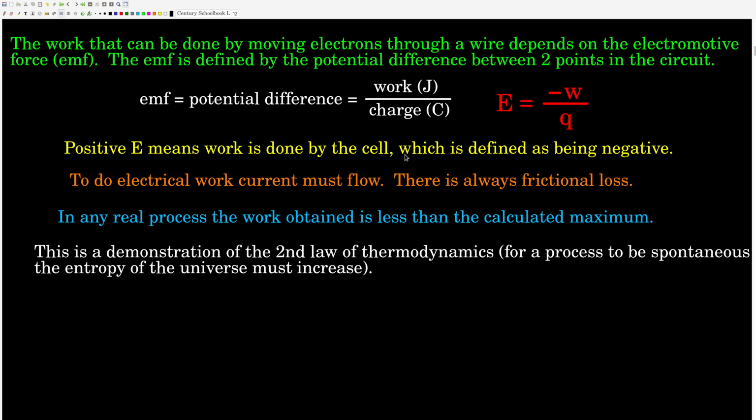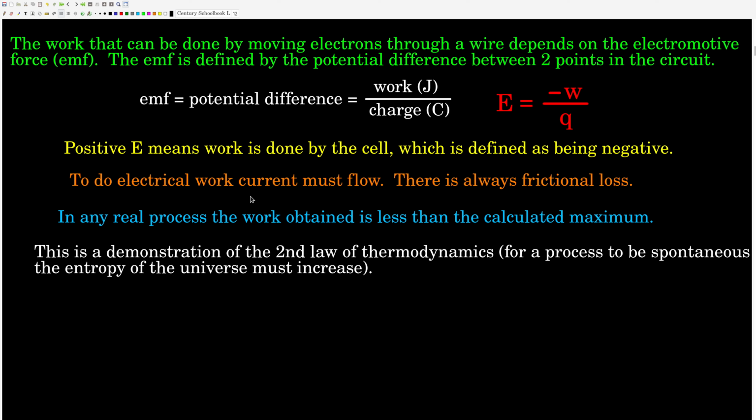Now, we define work done by the cell as negative, and so that means that this negative sign here makes the cell potential positive when the cell does work. Now, when an electrochemical cell does electric work, it has to push an electric current through a wire. It must flow through a wire. And when that happens, there's always frictional loss.